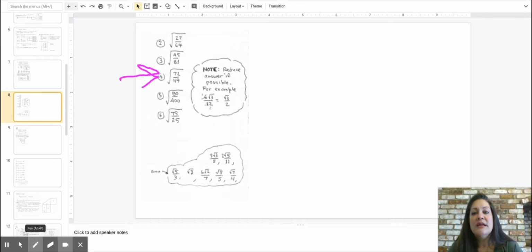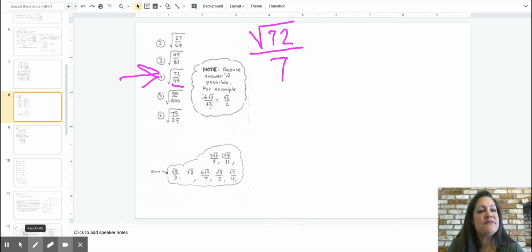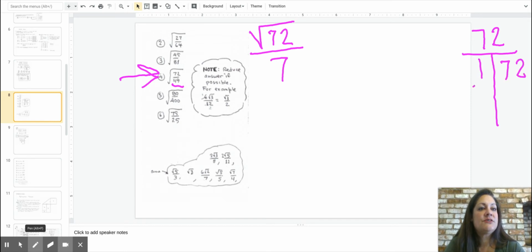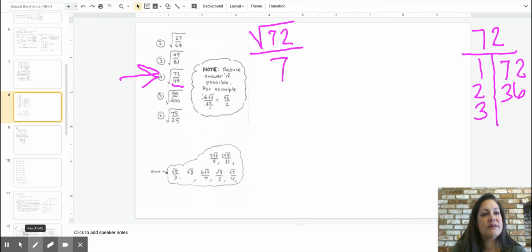Number 4. Square root of 72 over 49. So square root of 72. I know that the square root of 49 is 7. Okay, so that's a perfect square. So now I need to do a factor tree for 72. I'll put it over here again. 1 times 72. 2 goes in there. Let's see, 35, 36. 3 goes into 7 twice. Leaves me with 12. So that'd be 24. 4.